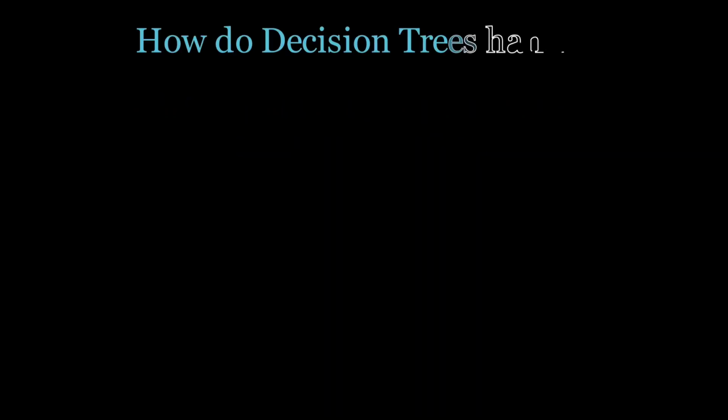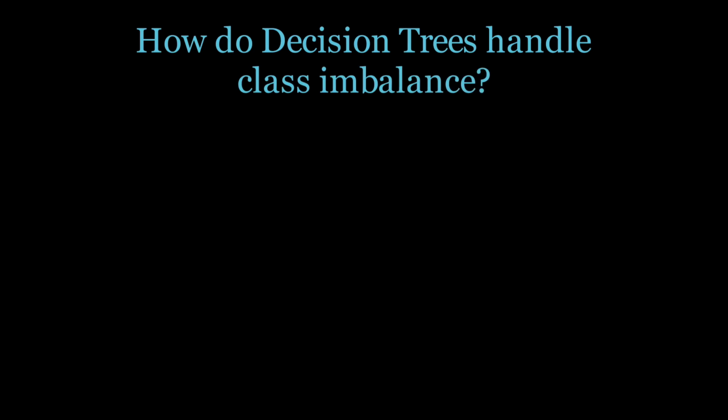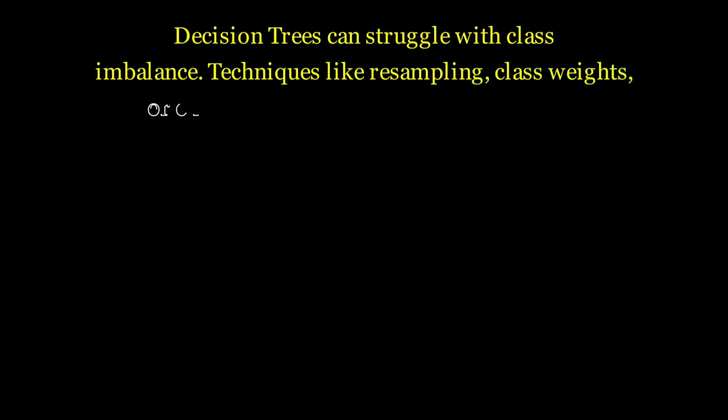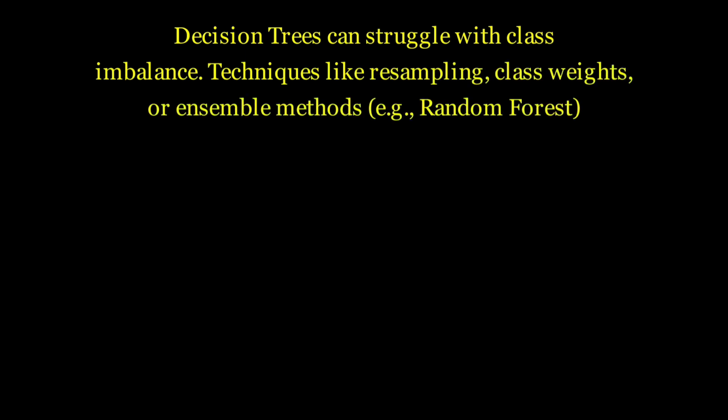How do decision trees handle class imbalance? Decision trees can struggle with class imbalance. Techniques like resampling, class weights, or ensemble methods (random forest) can address this issue.